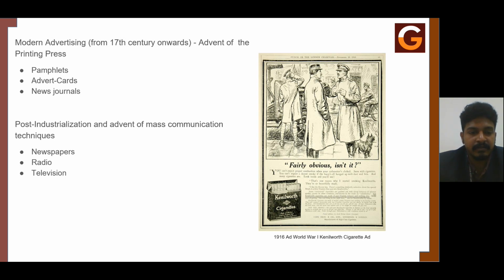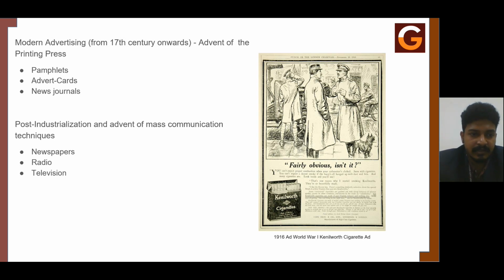Advert cards are collectibles which are very fun to collect, and they are hugely priced nowadays, because in the 17th century you had a lot of advert cards made by different small companies, and they would have funny pictures and taglines. These were actually advertising for certain brands. You also had news journals being printed after the advent of the printing press. Obviously, you would have the newspaper industry gaining a lot of momentum.